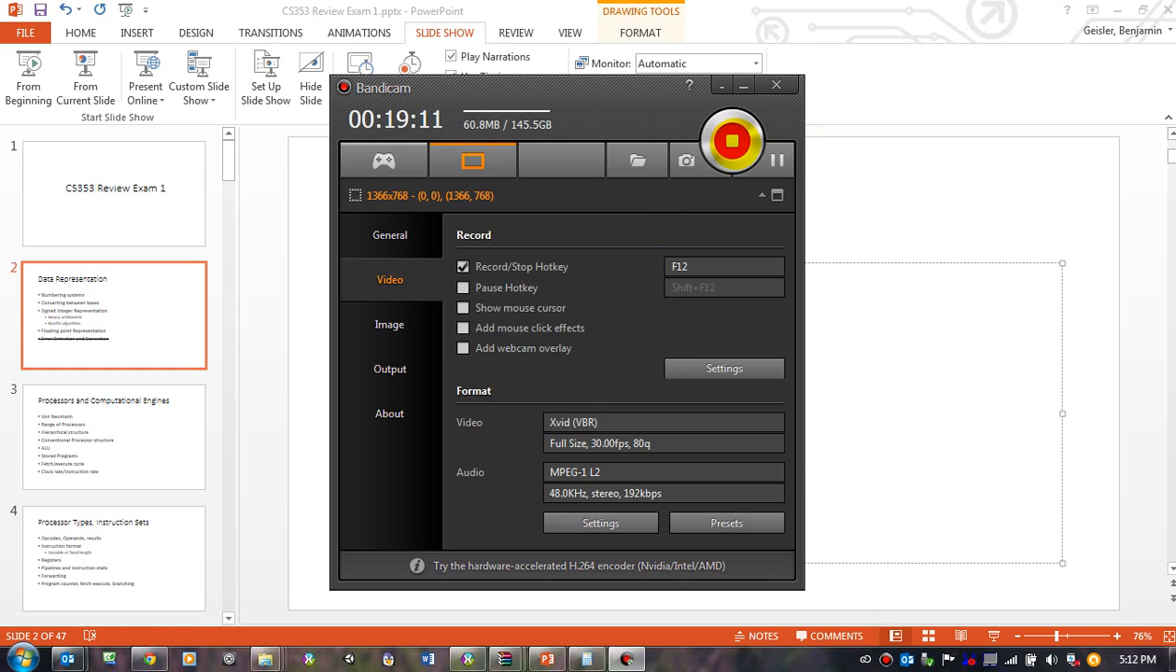Oh, by the way, you should keep in mind the test is going to be composed of about 10 to 20 multiple choice questions and 5 to 10 short answer questions.